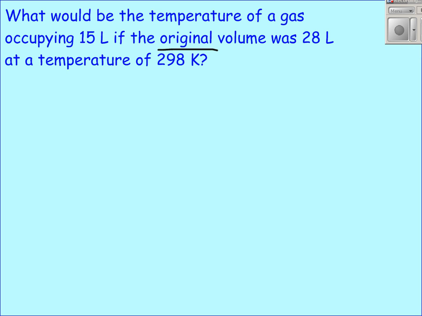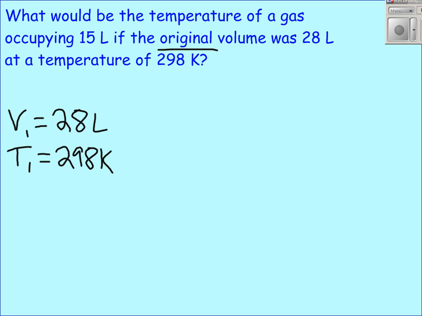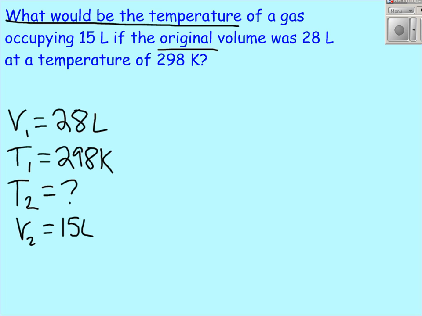Right away, my eyes go to this word original. I know that my original volume, or V1, was 28 liters, and the temperature that goes along with it is 298 Kelvin. The question is asking, what would be the temperature, meaning new temperature or changed temperature, if the volume accompanying it was 15 liters? Seeing how the only factors I have are two volumes and two temperatures, I know that the equation I'm going to use is V1 over T1 equals V2 over T2.